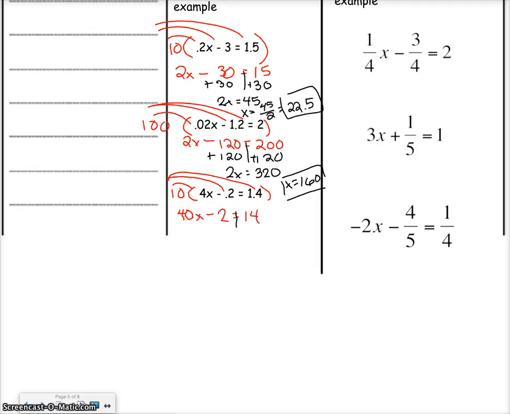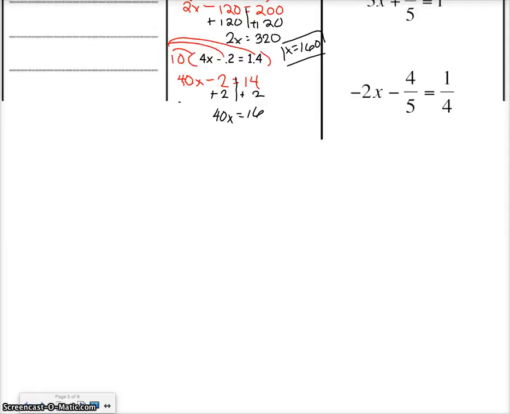And then I will solve. Plus 2, plus 2. 40x is 16. Okay, and then x is 16 divided by 40, right? Because you would have to divide through by 40 on both sides. Which is 2/5. Yes.